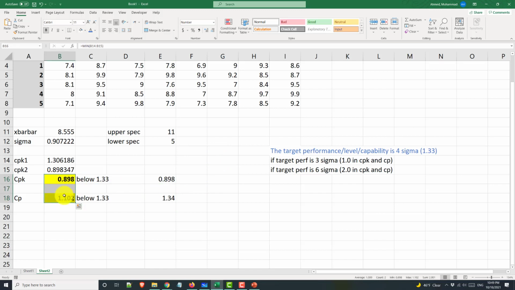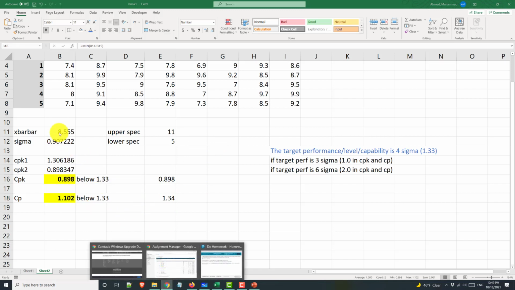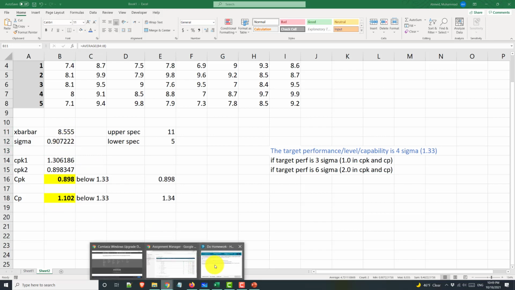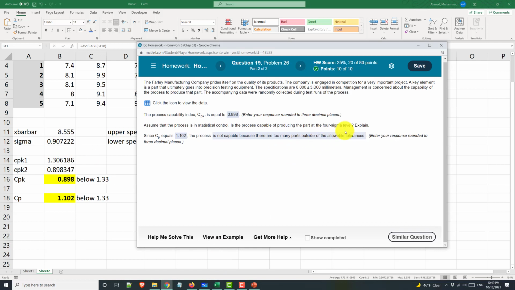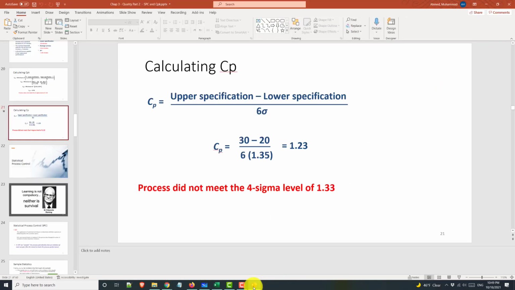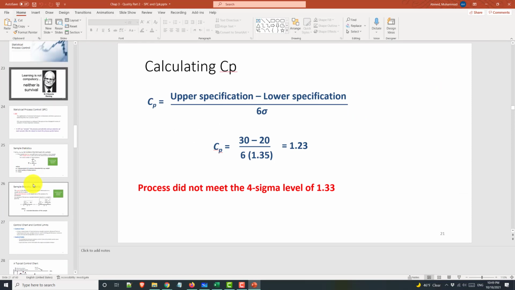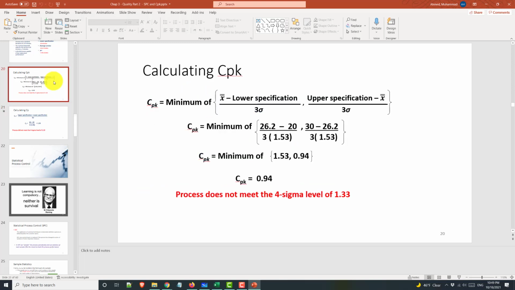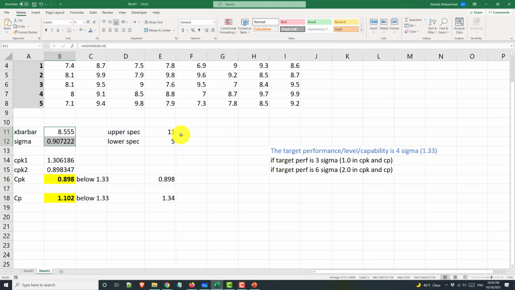Right? But when both of them are bad, CP, CPK are both bad, then the process is not centered properly and the variability is bad. Everything is bad. And so you'll pick this option that there are too many parts outside the allowable tolerances. Now, again, in the slides and the lecture, I do explain, especially the lecture, when I cover these 2 slides, what it means when CP is okay but CPK is not okay, and how to interpret that. So refer to the lecture for more details on that.